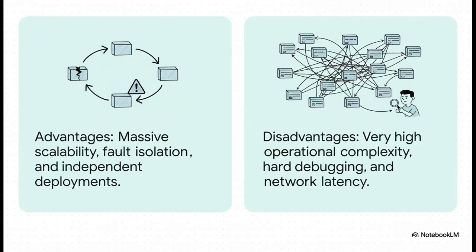The power you get here is just immense. You get unbelievable scalability. If the search service goes down, who cares? The checkout process still works. But all that power comes at a very steep price: operational complexity. You're not managing one app anymore. You're conducting an orchestra with hundreds of different instruments. And trying to debug a problem, it's like trying to find one wrong note in the middle of a symphony. It's tough.